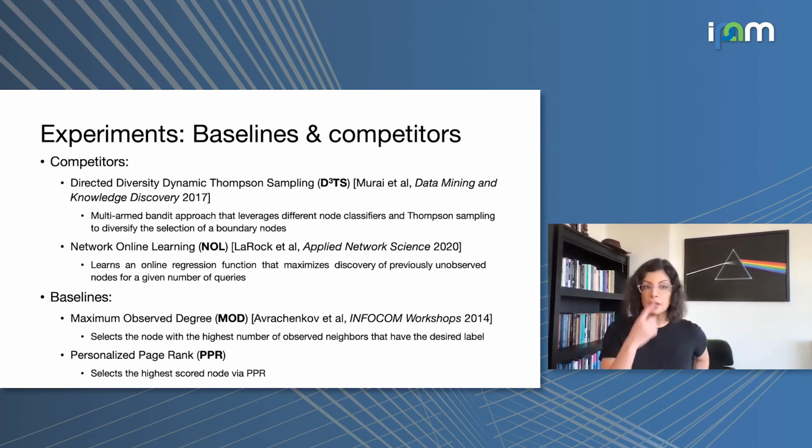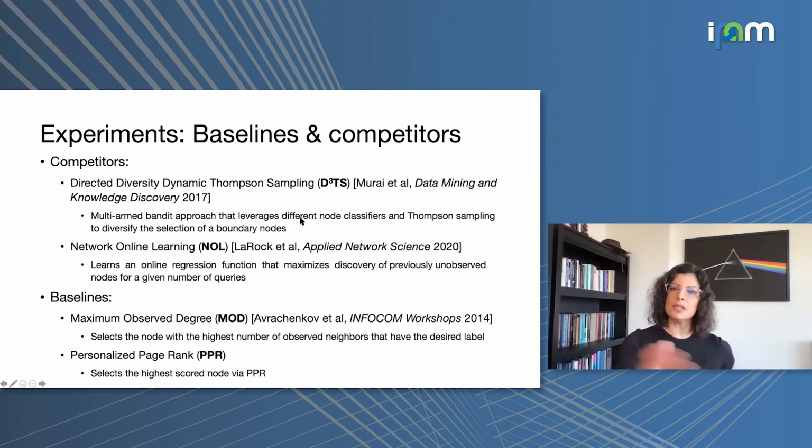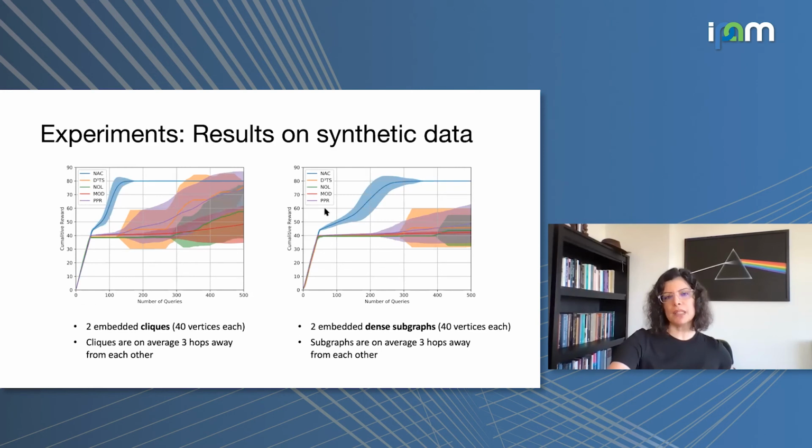So in terms of our competitors, we did comparisons with methods that don't do these kinds of sequential planning. So one is D3TS, which is a multi-arm bandit approach, which uses some Thompson sampling to select from the boundary. We use just an online learning approach and then some basically baseline heuristics. And so these are on synthetic networks where we embed these dense subgraphs, and we want to find these dense subgraphs. And one of the things that happens with all the other approaches that do not do this offline learning is that when they find one of the dense subgraphs, they can't find the other one.